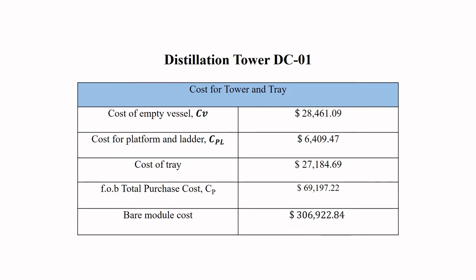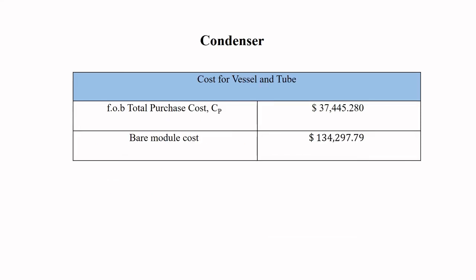This is the cost for tower and tray for distillation tower DC01. After we calculate, the FOB total purchase cost of distillation tower DC01 is $306,922.84. This slide consists of costs for vessel and packing of a condenser. The bare module cost of it is $134,297.79.